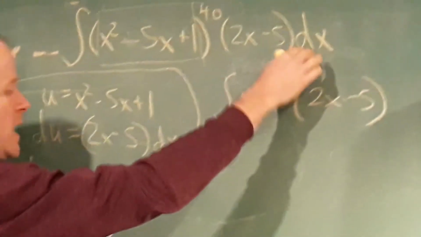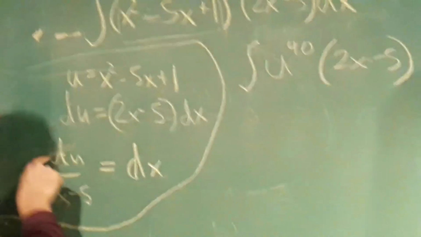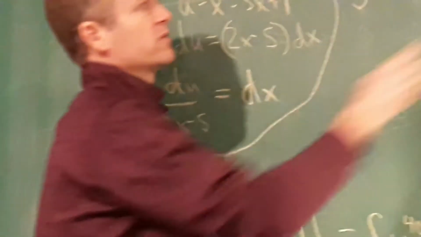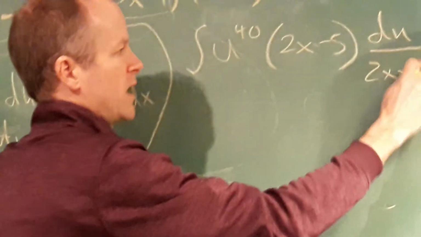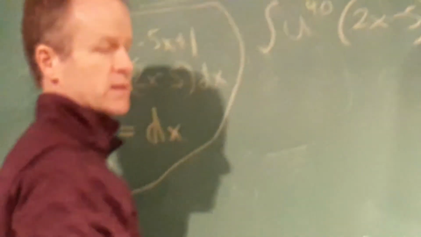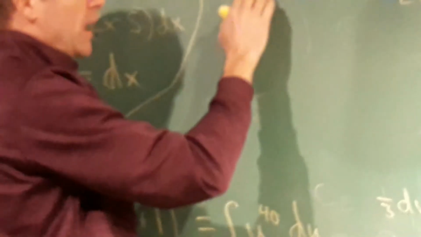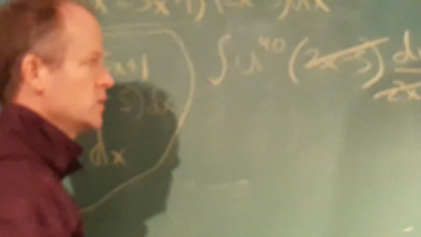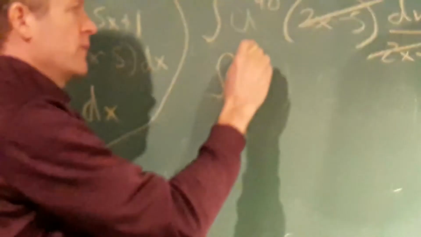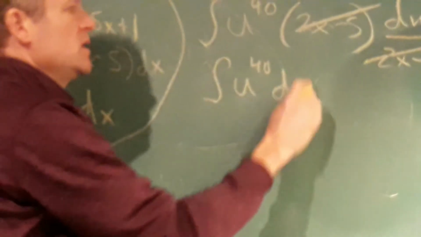But then for dx, I did solve, and I found that dx is du over 2x minus 5. So I'm going to have du over 2x minus 5. Now watch the coolness that happens here. So I have a u here, I have 2x minus 5, but then I have divided by 2x minus 5 here. So what's going to happen to those 2x minus 5s? If we were in class, you would have all said, they're going to cancel, Mr. Rattan, so I'll just cross them off, right? Okay, so now when I rewrite it, I still am left with just u to the 40th du.